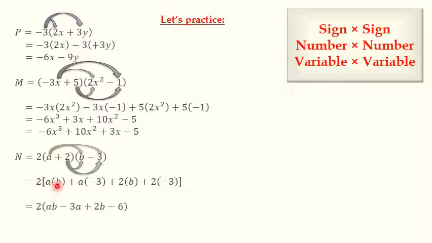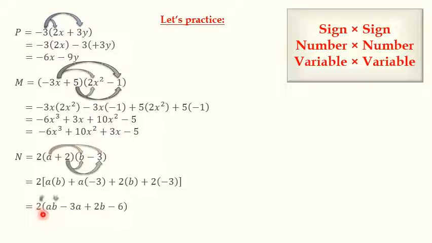What do we have here? a times b is ab. a times minus 3 is minus 3a. 2 times b is 2b, and 2 times 3 is 6, and we have minus here. Okay, now we have ab, and the constant. I can't reduce it since the terms are different, so the variables are not the same.